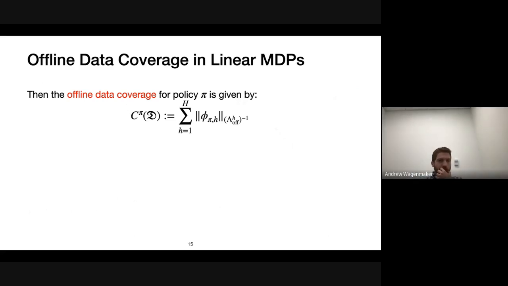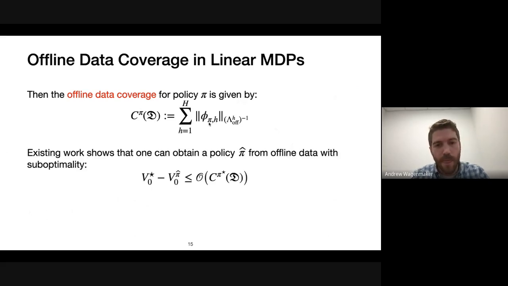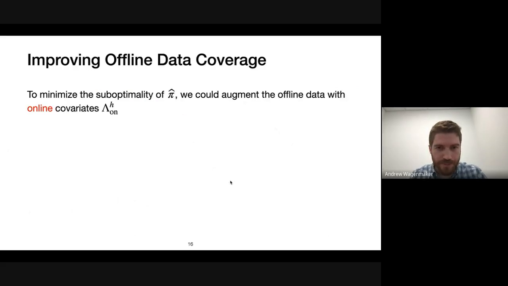Now we'll also define the offline data coverage for policy pi. It's given by C pi of D. This is essentially concentrability, where we look at, for policy pi, how much coverage we have in direction phi pi of h. And it's known, going back to existing works in offline RL, that if you just have the offline data, you can obtain some policy pi hat from the offline data with some optimality that's bounded as C pi star times C pi star for your data set T.